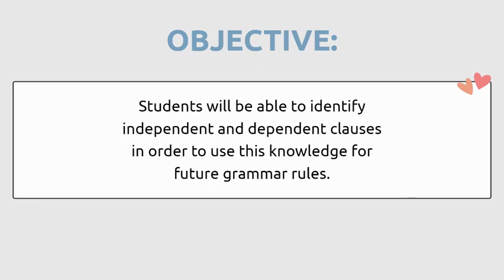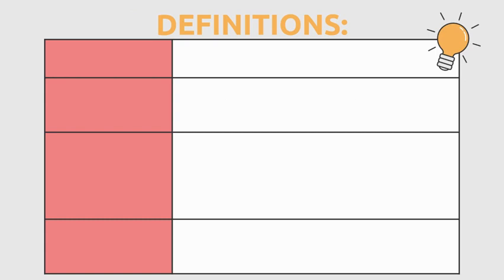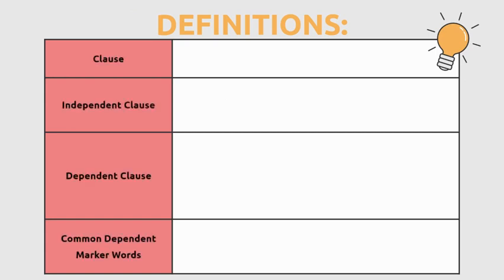All right, let's go into the next part, which is we need some definitions. So, in order to identify independent and dependent clauses, we need to know some words, right? So, I have clause, independent clause, dependent clause, and common dependent marker words. Feel free, this is a video, obviously, to pause it and copy down those definitions in your notes and then just start it up again, right? The first thing we need to define is a clause.